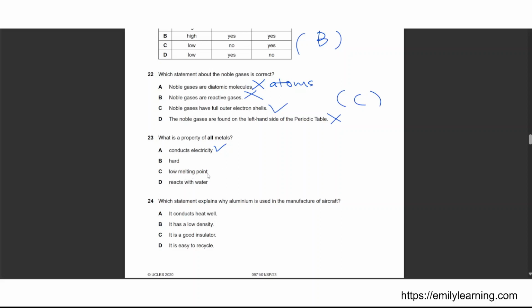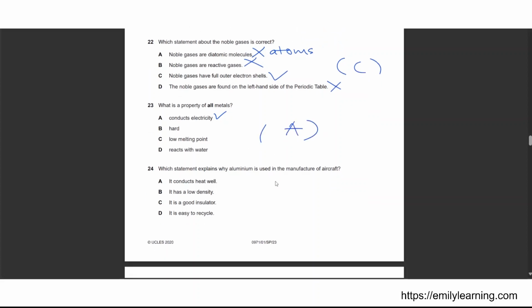This is true. Like for example, sodium, group 1 metals, they have a relatively low melting point compared to the metals in other groups. So this one might not be true. All metals react with water. This is not true. Only metals above hydrogen in the reactivity series will react with water. So A is the correct answer.